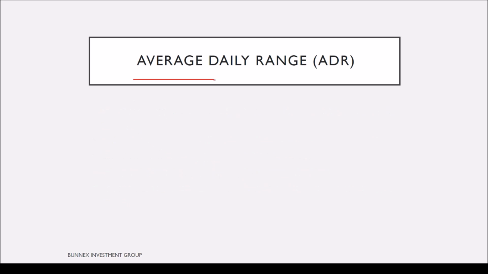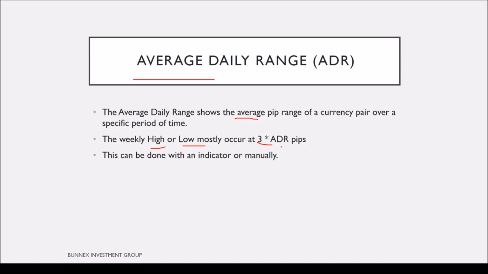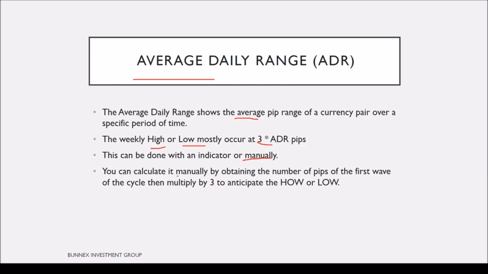Then here comes the average daily range. The ADR shows the average pip range of a currency pair over a specific period of time. The weekly high or low mostly occurs at 3 multiplied by the ADR pips. This can be done with an indicator or manually, and I actually advise you to calculate it manually, because calculating it manually will give you an edge in calculating any pair or any tradable asset.